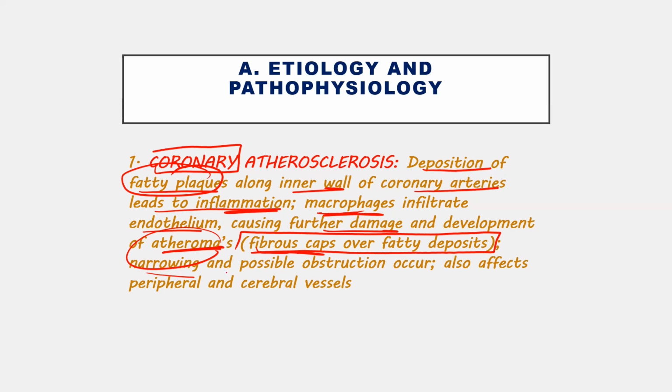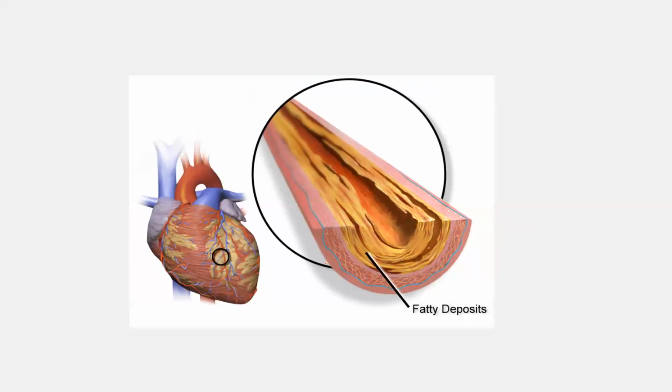This leads to narrowing and possible obstruction. So this leads to the obstruction of the coronary artery, and it also affects the peripheral and cerebral vessels. Here we can see the coronary artery, and when the fatty plaque is deposited over the artery, this leads to the obstruction.